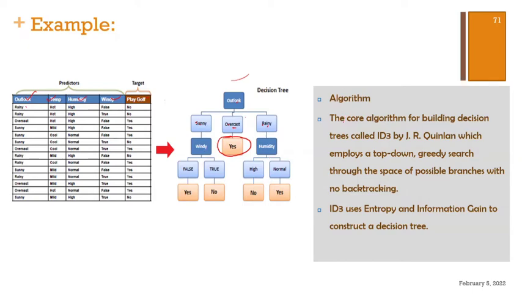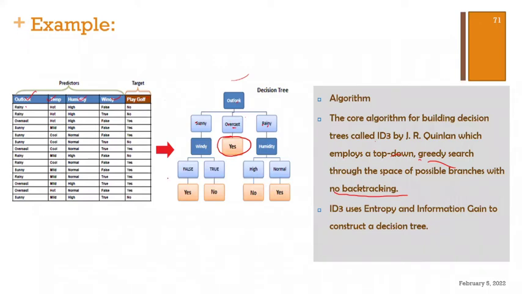So the algorithm is often called ID3, which applies a top-down, greedy search, also known as divide and conquer. Now, the challenge is we have to know that there's no backtracking. Once you use a particular attribute, you cannot use it a second time.